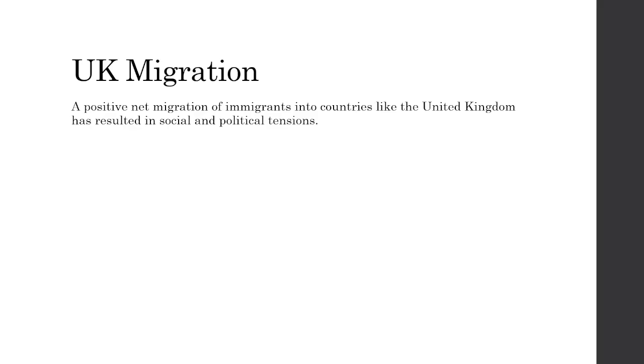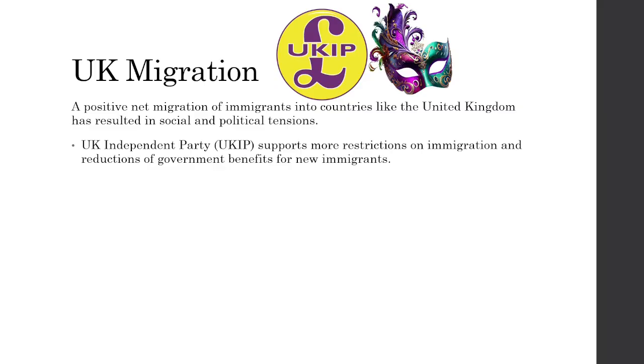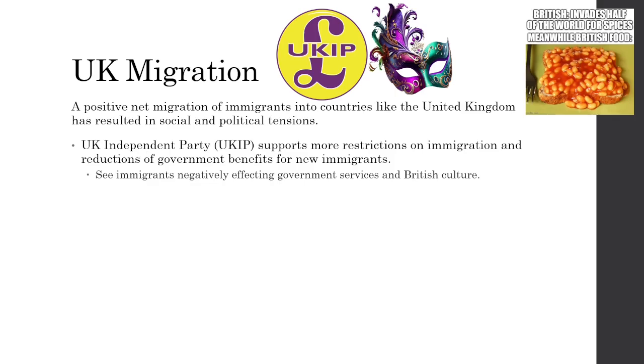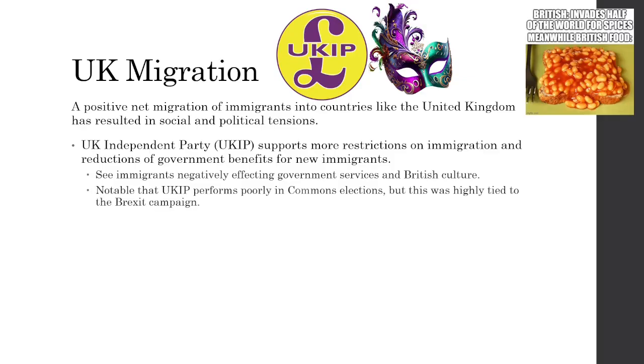All right, let's talk about migration within the UK. They're seeing a positive net migration of immigrants, which means that they're seeing more immigration coming into the country than emigration leaving the country. And this has resulted in social and political tensions. So the UK Independence Party supports more restrictions on immigration and reductions of government benefits for new immigrants. They see immigrants as negatively affecting government services that are provided to the public, as well as British culture as a whole, like they're beans on toast.